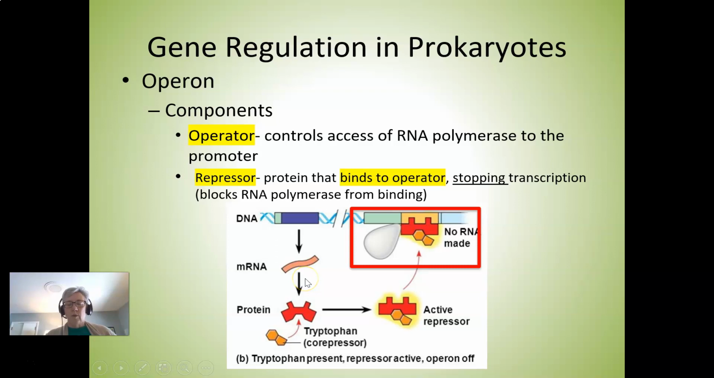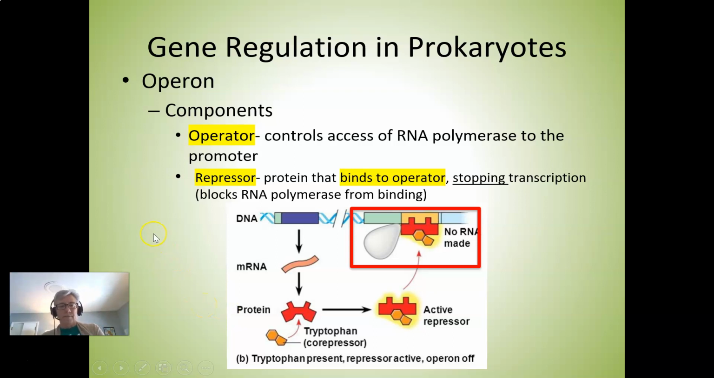And what's really cool and interesting and elegant is that tryptophan, the actual tryptophan, acts as a co-repressor, and it binds to the repressor. And when they're bound up together, that repressor gets activated and blocks transcription. So we'll get into more details on the trp operon, but keep this kind of in the back of your mind.